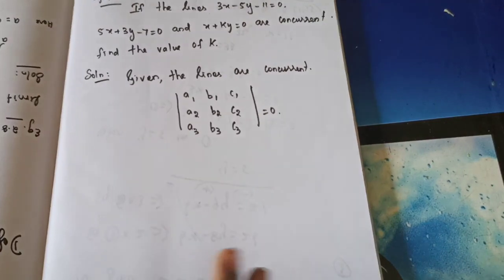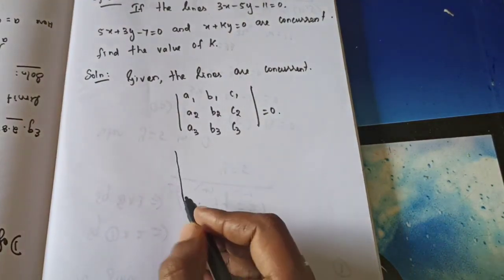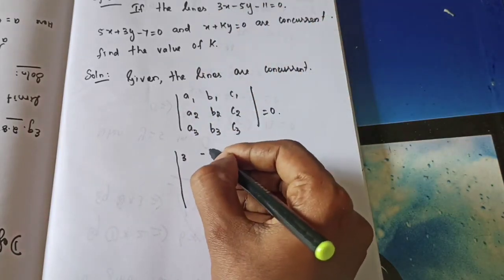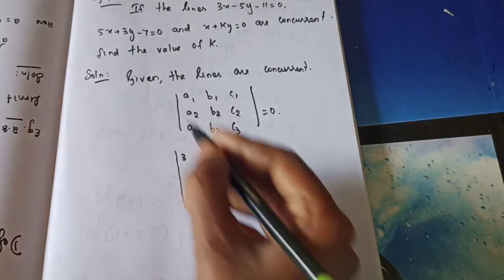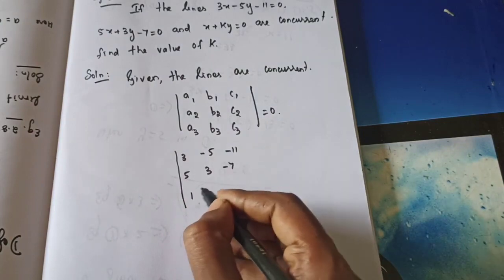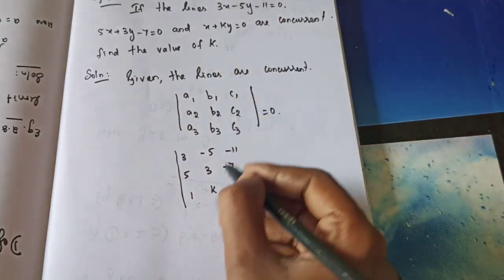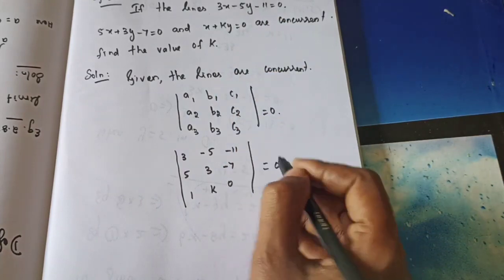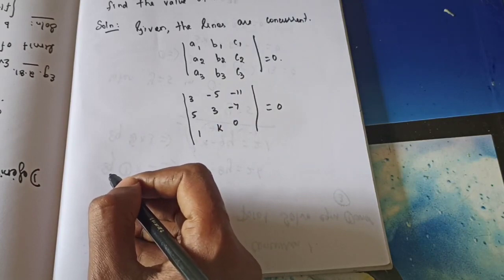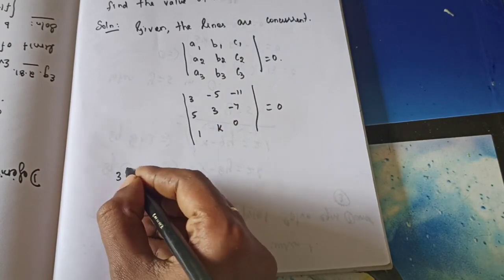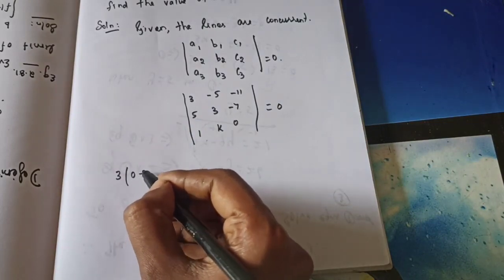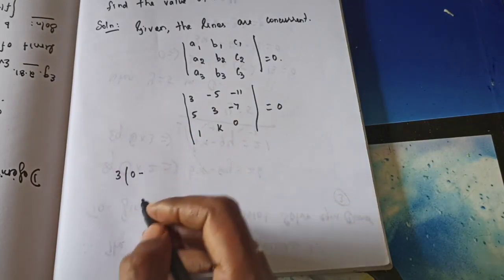Now you can apply all the A1 B1 C1 values. A1 the value is 3, correct? 3, minus 5, minus 11. From the next equation 5, 3, minus 7. Next equation 1, k, and here there is no constant term, so it will be 0. Now expand it. So 3 into, so this and this it will go. Is it right? So 0 minus 7k.